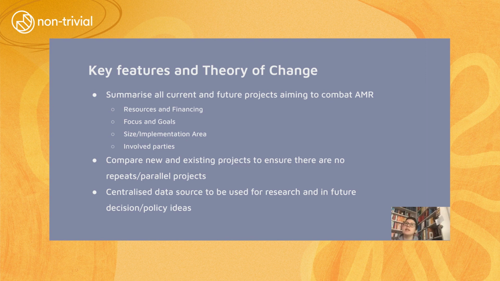There's no yearly reports of research being done on new antibiotic development in different countries and different research institutes. So it's never completely clear that there aren't people working on basically the same thing, but without realizing it, and they're not working together. And centralized data sources to be used for research and in future decision and policy areas. Obviously, if this database was to exist, you'd have a very clear centralized kind of go-to point to find new information, which could massively increase efficiency for future research and decisional policy ideas.